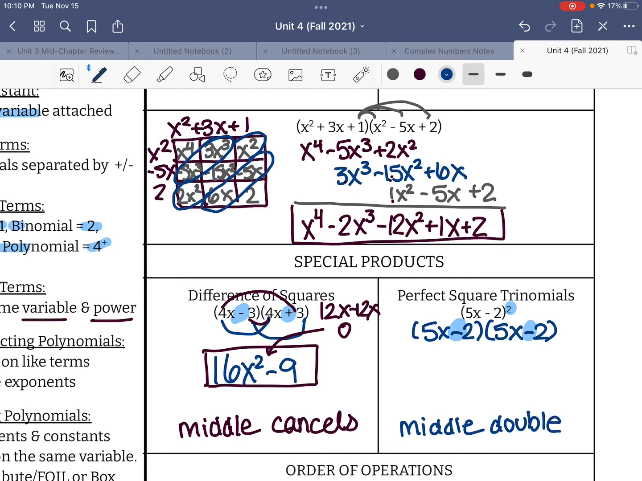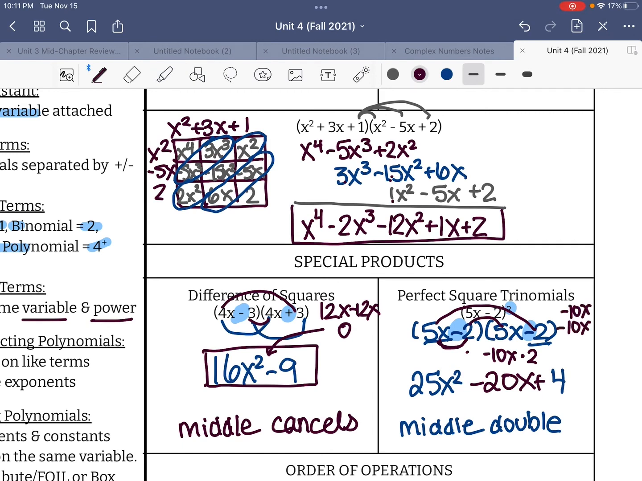So you can still square the first one and the last one. But in the middle, instead of canceling like I did on the last one, you go ahead and multiply these two together, which 5x times negative 2 is negative 10x, and then you multiply it by 2. And the reason why it's doubling is because you would get negative 10x and negative 10x. So you get the same thing twice. That's why you're just multiplying it by 2.